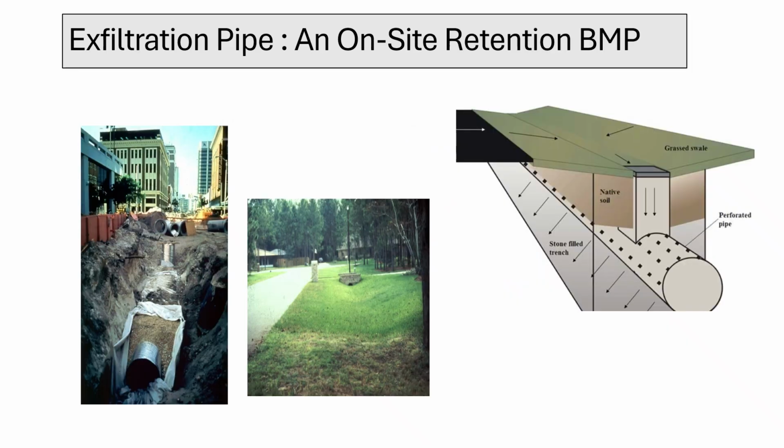Here we're looking at an exfiltration pipe, which is an excellent example of an on-site retention best management practice, or BMP. The image on the left illustrates an exfiltration pipe construction that was implemented in an urban area 3 decades ago. It's quite remarkable that this system is still fully functional today, demonstrating the longevity and effectiveness of such designs when properly installed. Another similar application has been successfully used in a residential area, highlighting its versatility. You can also see a schematic accompanying the picture, which helps us understand the internal structure and how these pipes facilitate the infiltration of stormwater back into the ground.